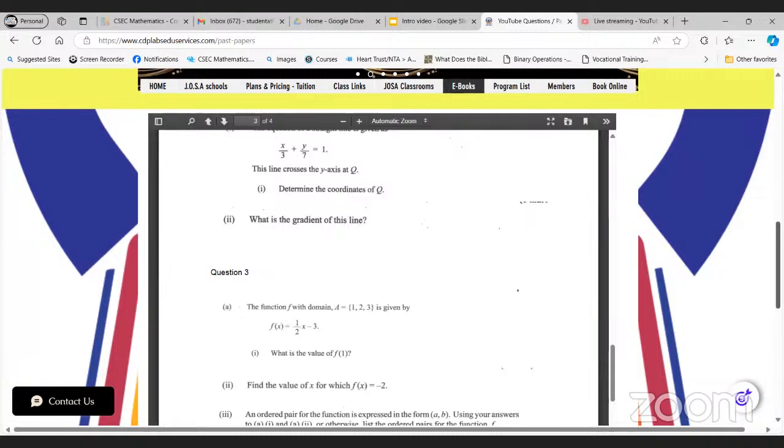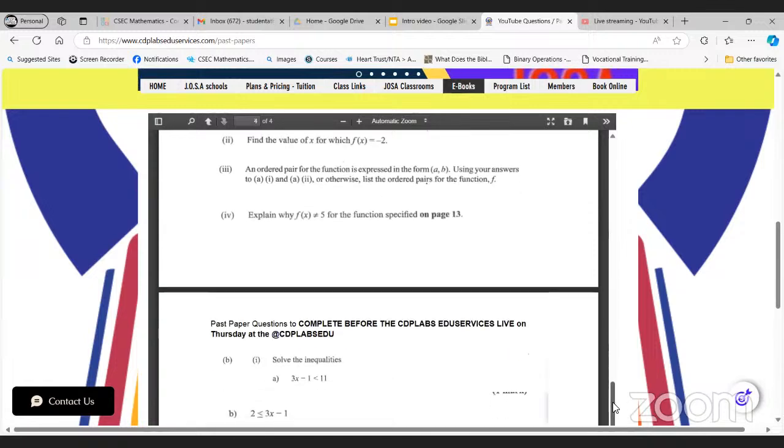So I've completed question 1 and question 2. Now the title should have been not algebra continued, but it should be relations and functions and graphs continued. And we are here at question number 3.